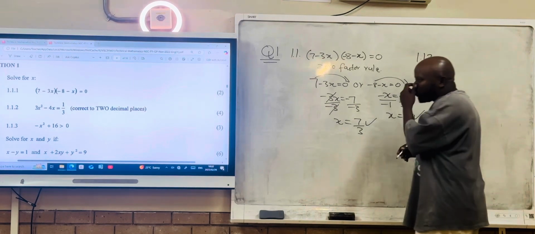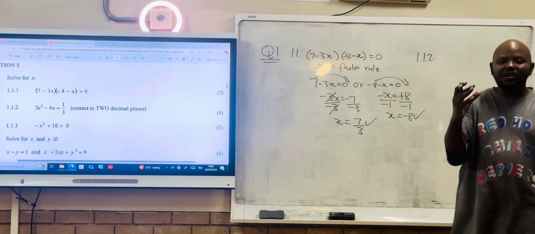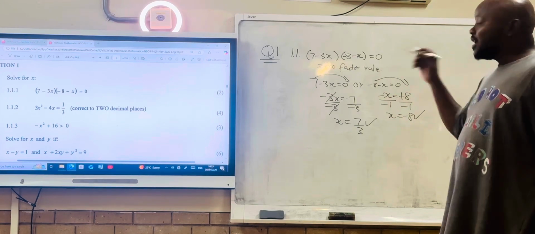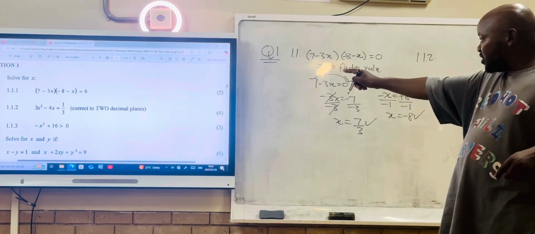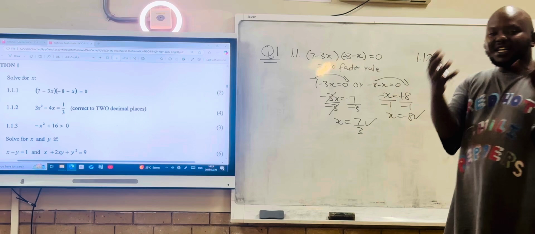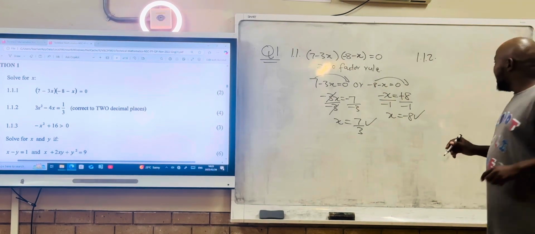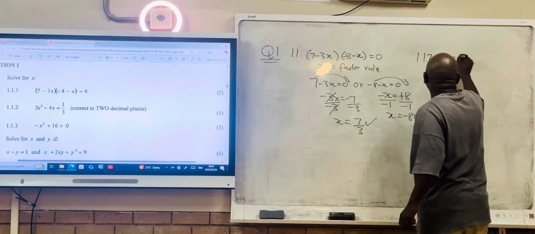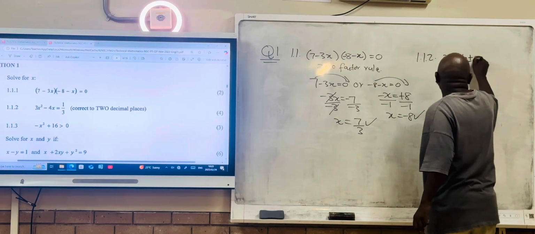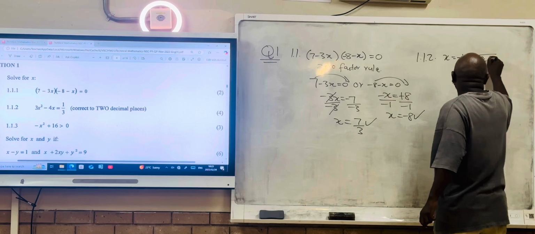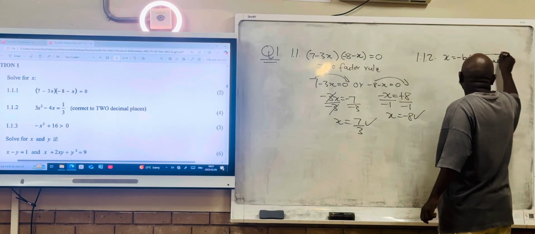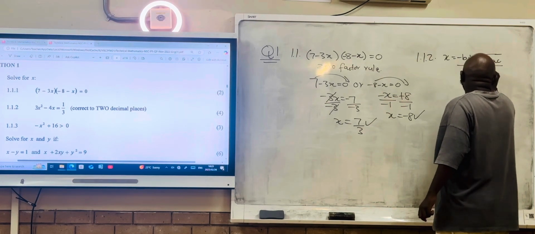It is the quadratic formula. From the formula sheet, we have the formula of quadratic, which you can just take from the formula sheet and put in your solution there. X is equal to negative b plus or minus the root of b squared minus 4ac, divided by 2a.